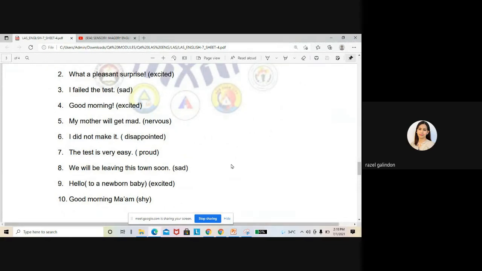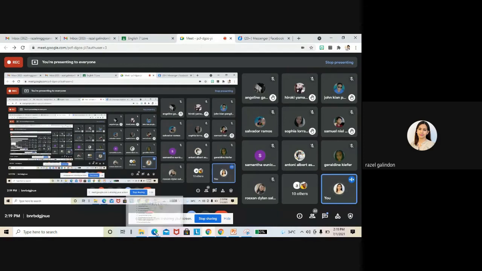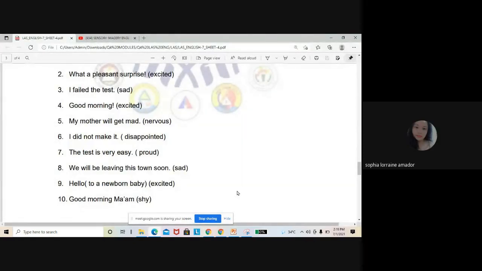Hiroki, would you please read number 7? Proud. The test was very easy. Okay, yan, no? Parang perfect, alam na siya. Sure na siya na perfect makukuha ng score. Kaya proud. Okay, number 8, may I have from the girl, Sophia? Sophia, number 8. We will be leaving this town soon. Okay, so mamimiss mo yung mga friends mo, kaya ganun yung tone sad.